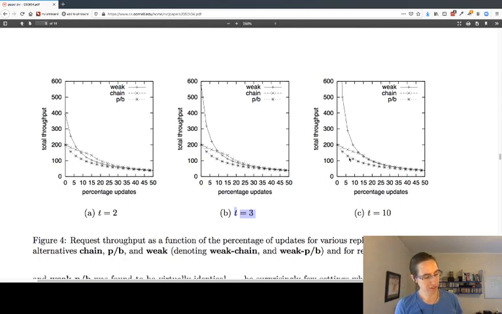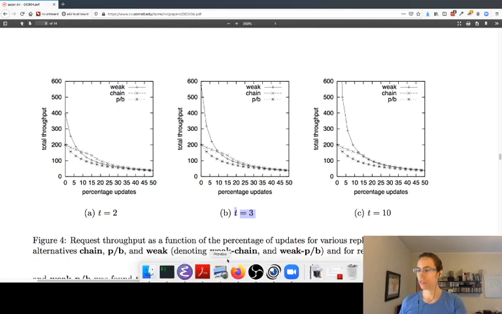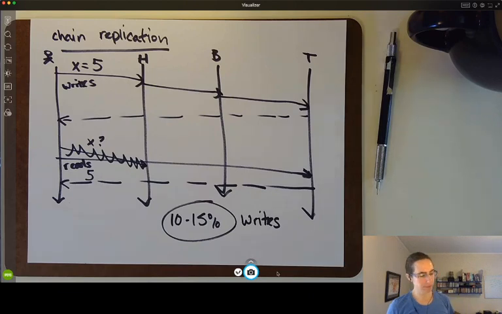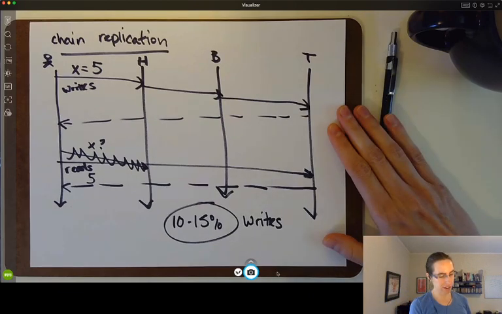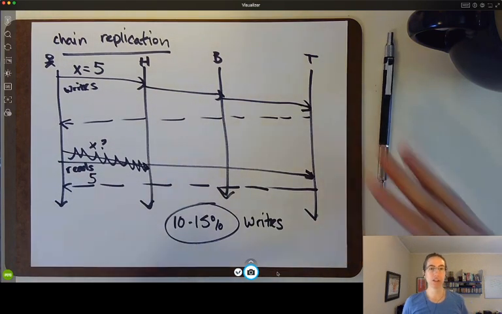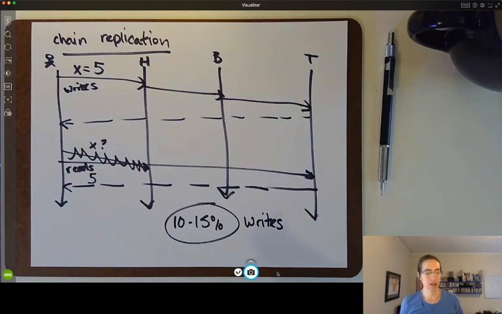This is the main thing I wanted to say about chain replication versus primary backup replication. You can go read the paper yourself if you want to, but the main thing I want to point out is that chain replication provides an advantage over primary backup replication in this specific situation where you have maybe about 10 to 15% of writes. It turns out that's actually a pretty common number for typical applications, to be maybe 10 to 15% writes and 85, 90% reads.